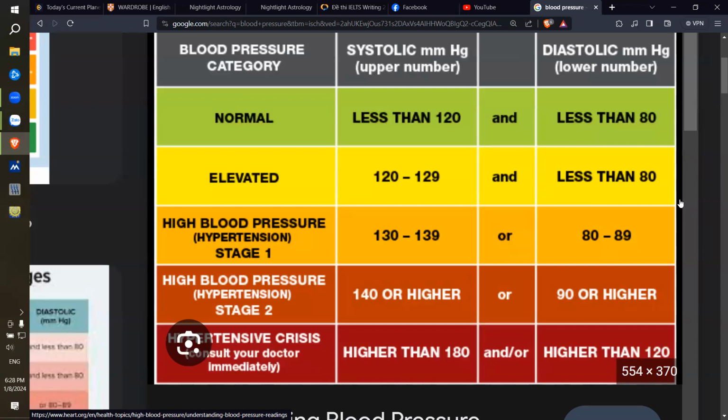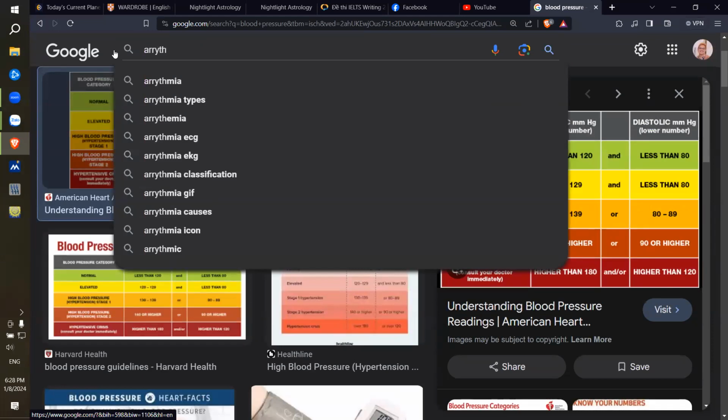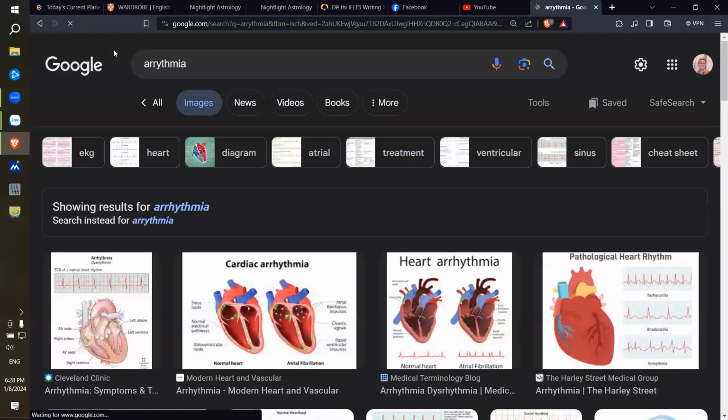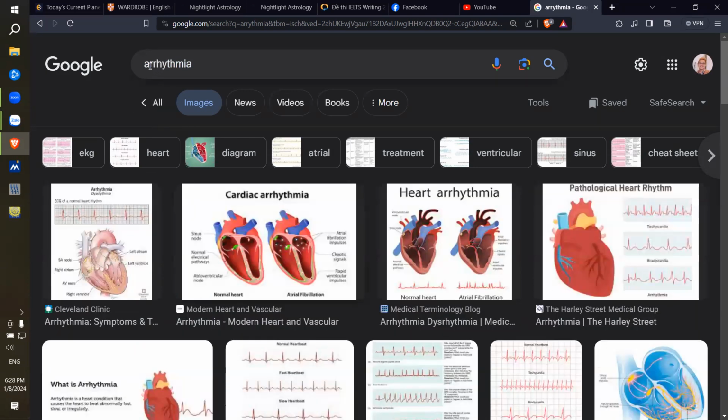Next is arrhythmia. Arrhythmia. Loạn nhịp tim. So basically abnormal heartbeats, arrhythmia. It's a very difficult word to write. Arrhythmia, cái nhịp tim nó kỳ lạ. Okay, so this is a pathological condition, một tình trạng bệnh.